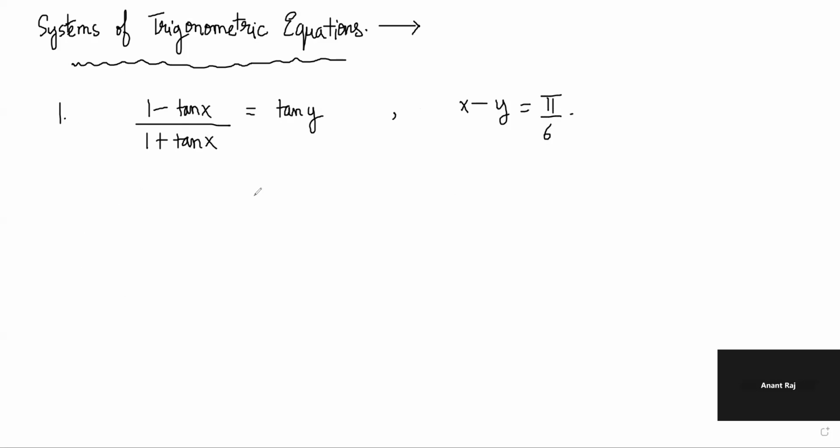These are the two equations. So this left-hand side can be written as tan(pi/4 - x) equals tan y. Yes. So now what?